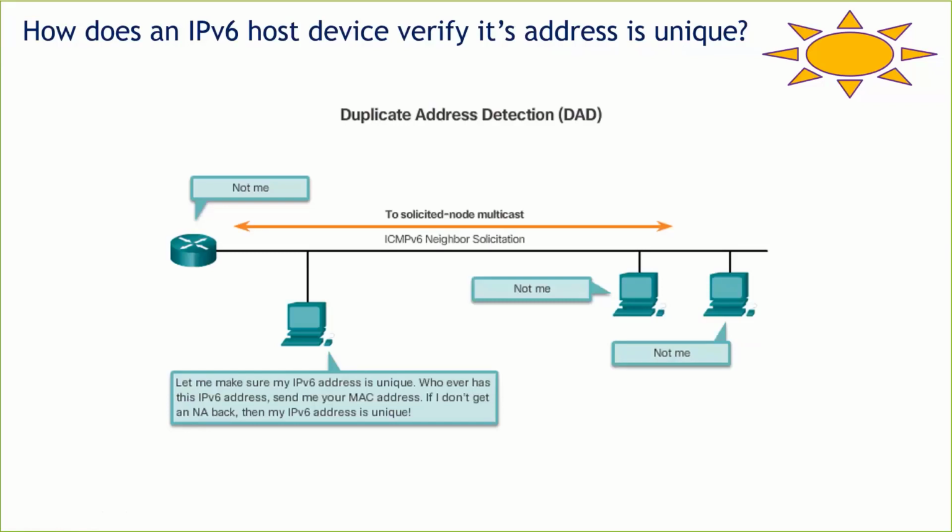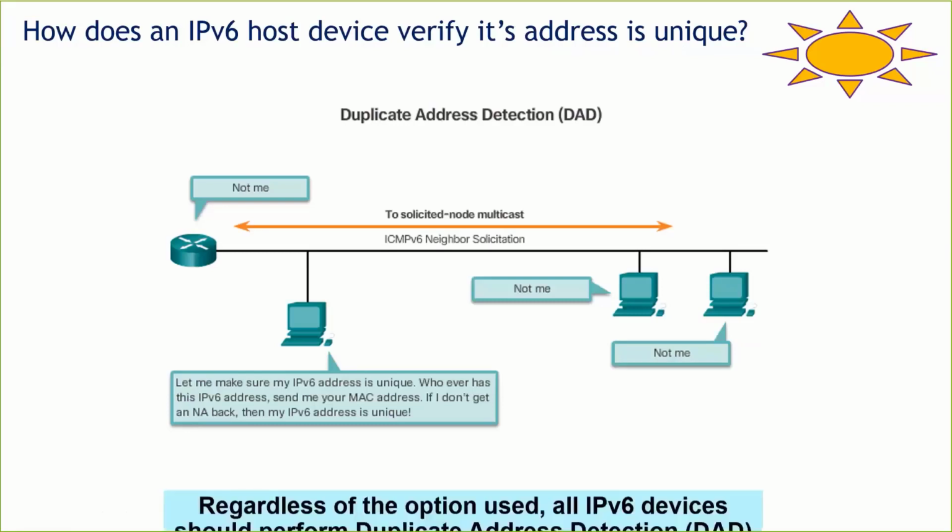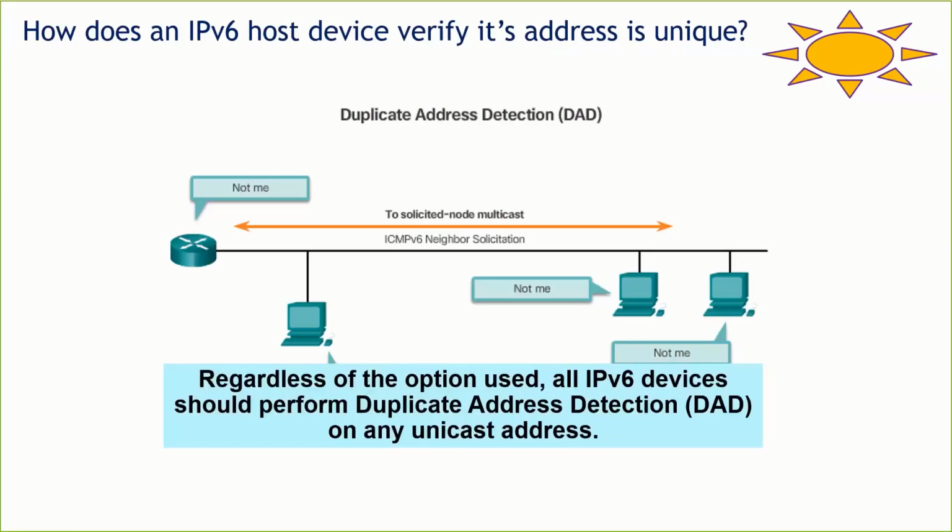And then the neighbors respond. Or actually, they just look at it. They don't respond. As long as it doesn't match, they just drop the packet. Now, if it matches, then they respond. And they're like, whoa, whoa, I'm using that address. If that's the case, the client starts all over to get a new one. But no matter what type of service or method of DHCP that we're using, we're always going to do DAD.